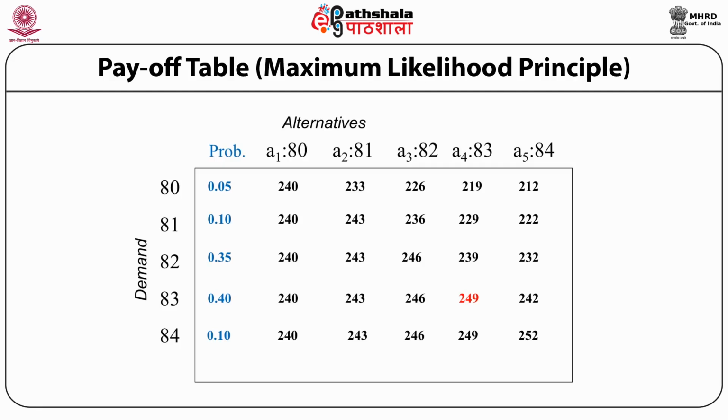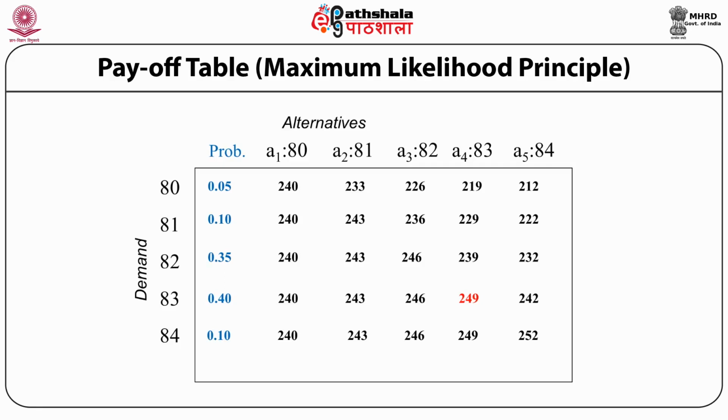Maximum likelihood principle, as I have already stated, says that the decision maker first considers the outcome that is most likely to occur, or I can say the outcome corresponding to the highest probability. He then decides the alternative that has the maximum conditional payoff corresponding to this outcome. So in this example, first we will see the highest probability value. It is obviously corresponding to outcome 83, and this highest probability value is equal to 0.40.